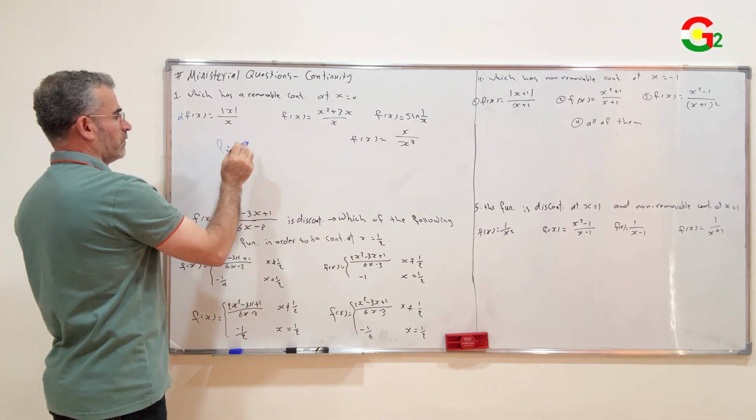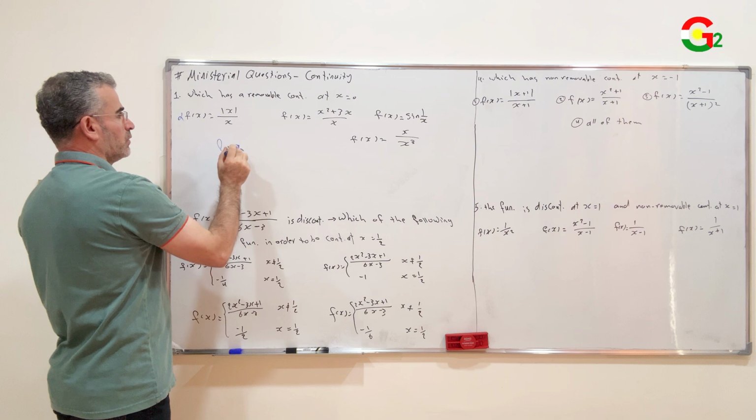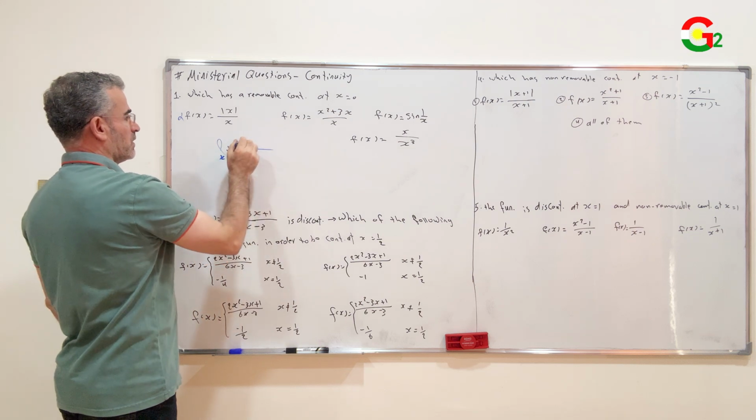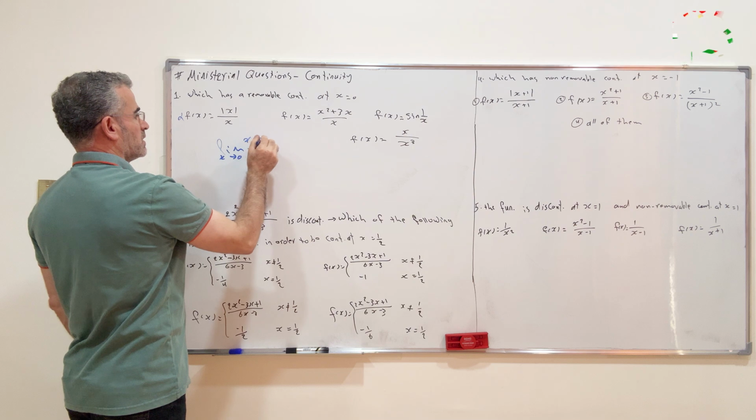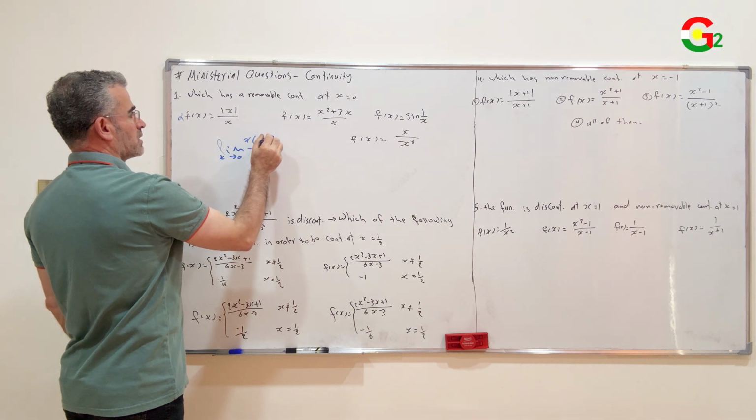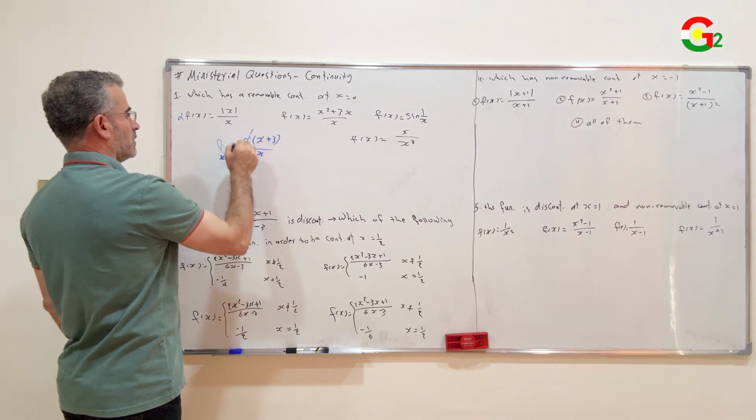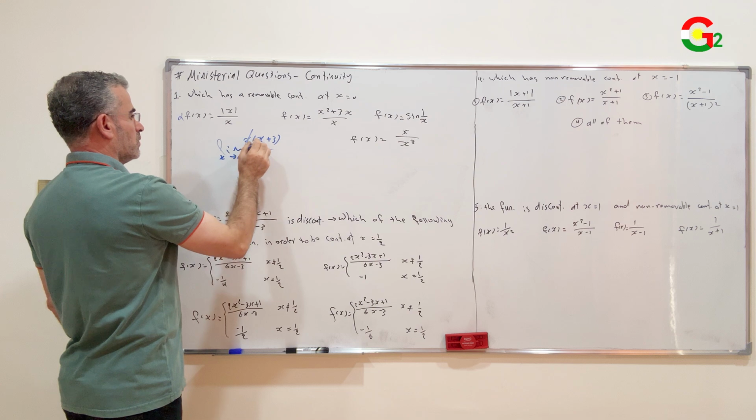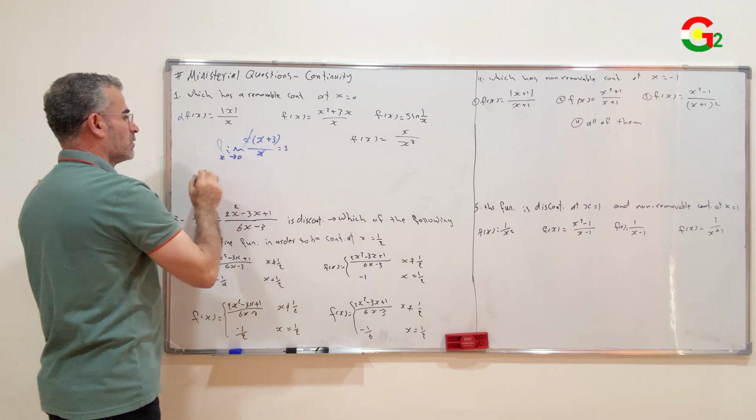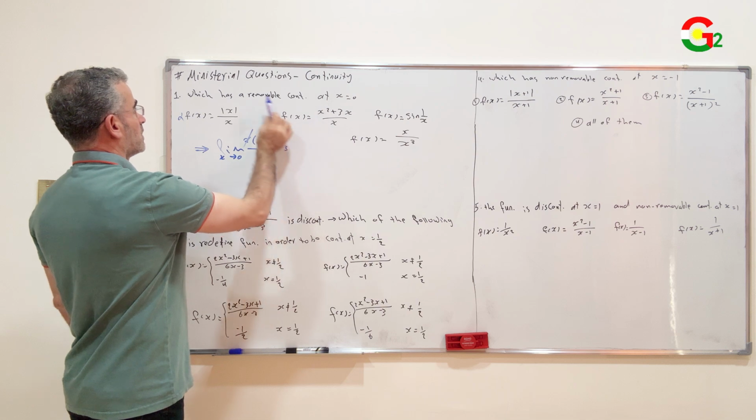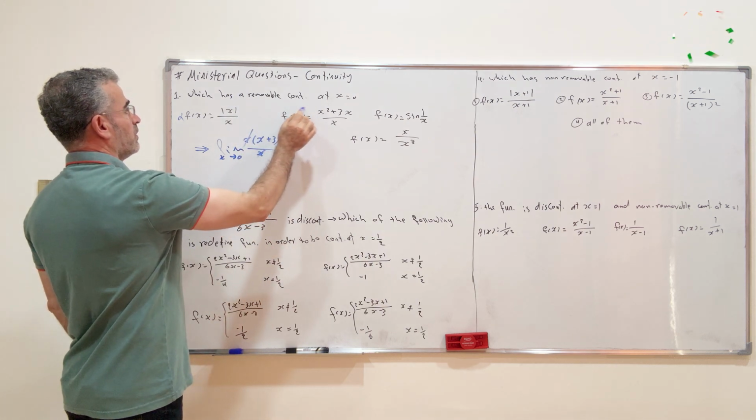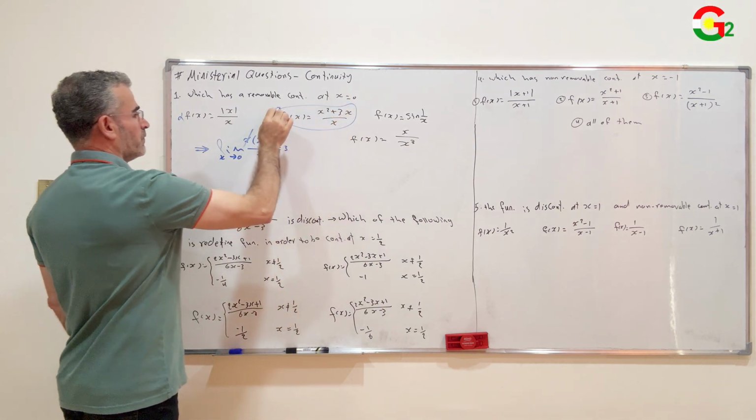If we solve the limit when x approaches 0 for this function, factorize the numerator by x, then it will be x plus 3 over x. Reduce x with x, substitute every x with 0, the limit is 3. Since the limit exists, then this function has a removable discontinuity.